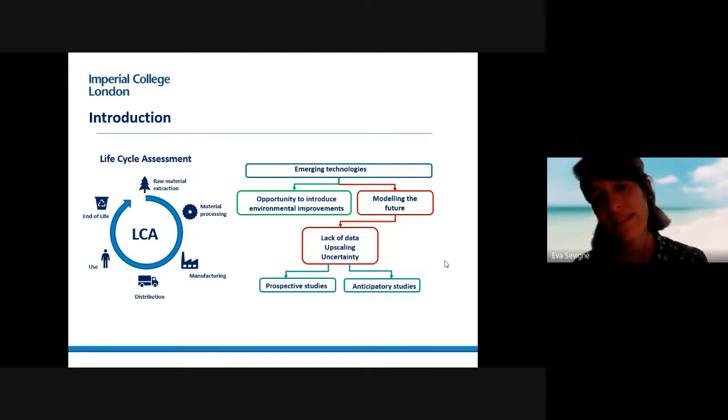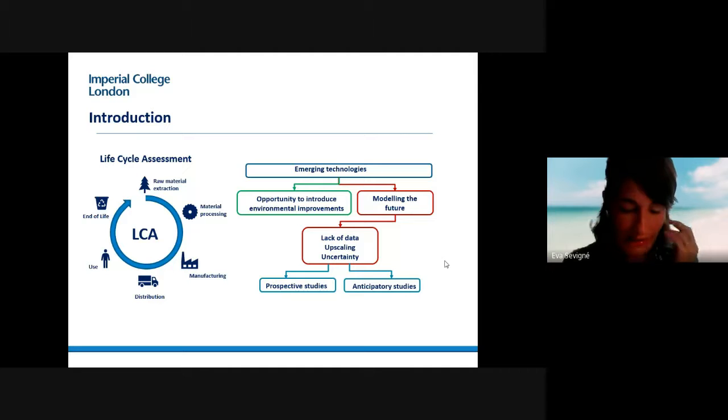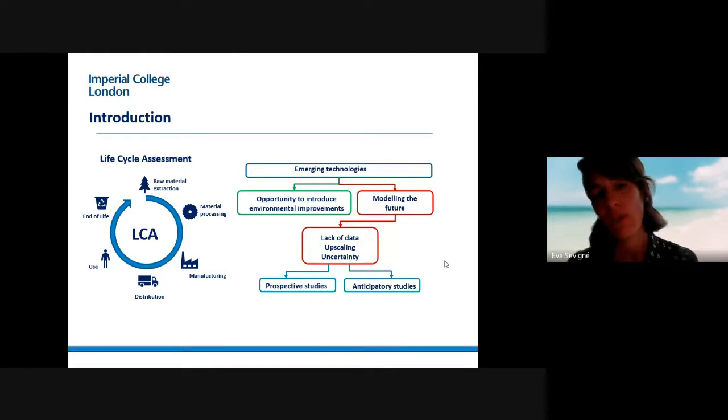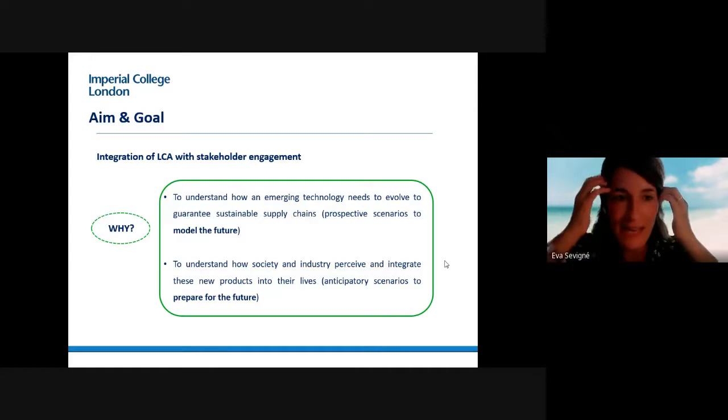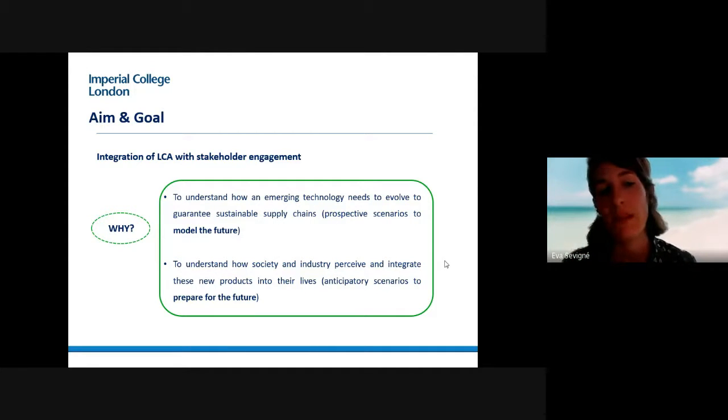But there is also a new tendency, which has been applied in fewer studies, called anticipatory studies. The idea of these studies is to include into the environmental evaluation also social and ethical concerns and values. So the idea is, instead of focusing on modeling the future, to be more in line with being ready for the future. And based on these two different types of studies, this is why we have developed this integration of LCA with stakeholder engagement.